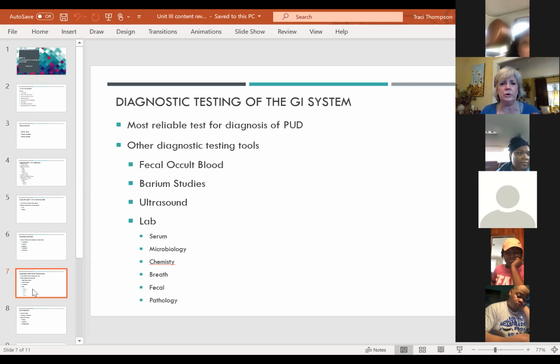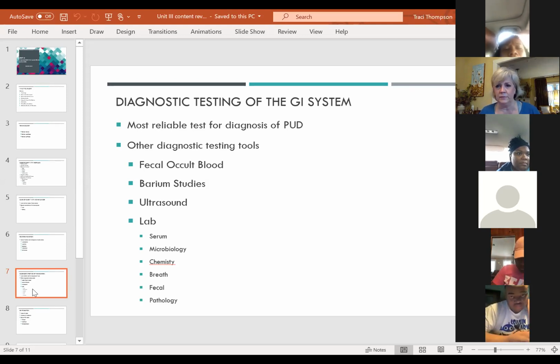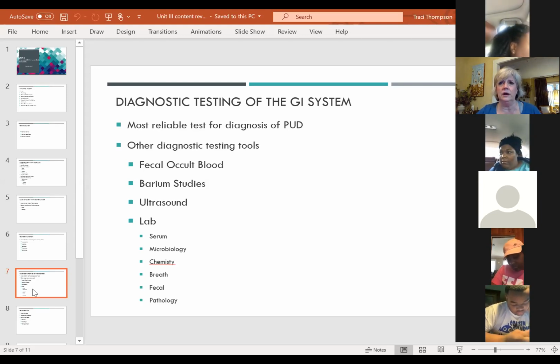But I want you to pay special attention to the fecal occult blood, okay? Give me a nod, everybody, that y'all understand that. Fecal occult, that's the guidelines for obtaining a specimen. And then barium studies too. All right?